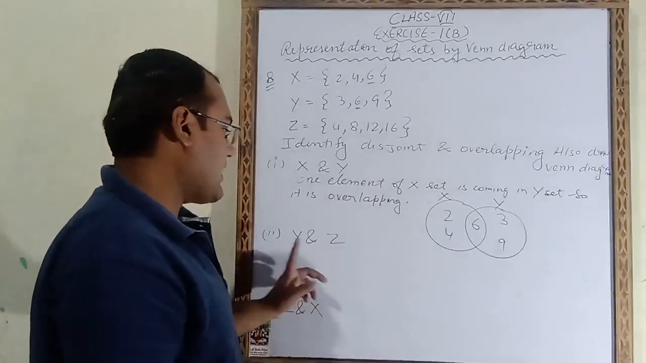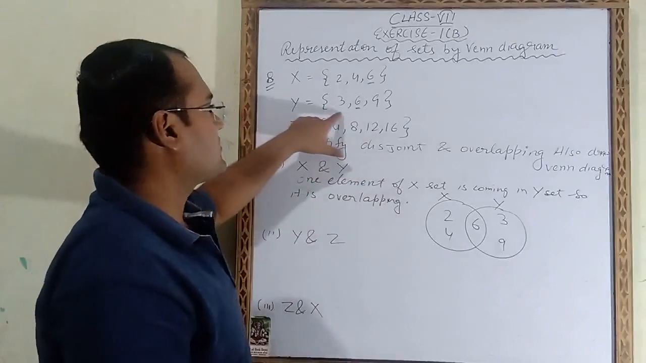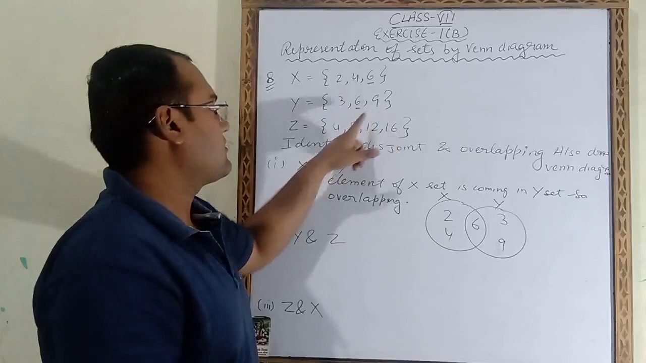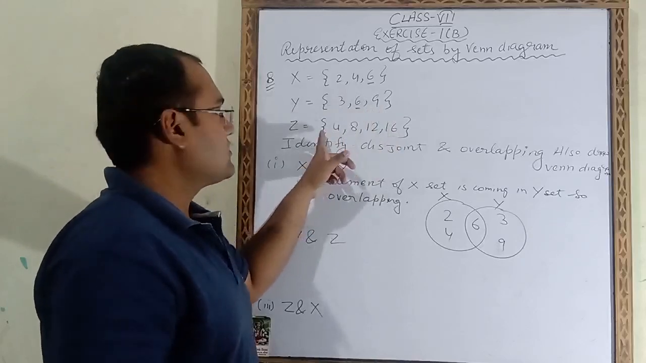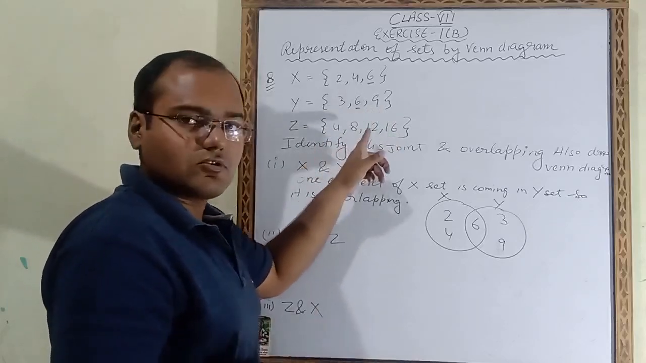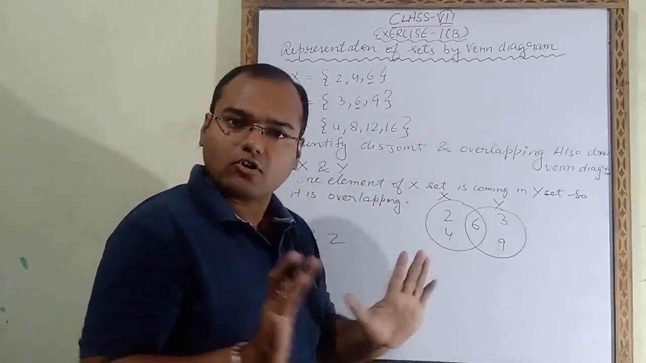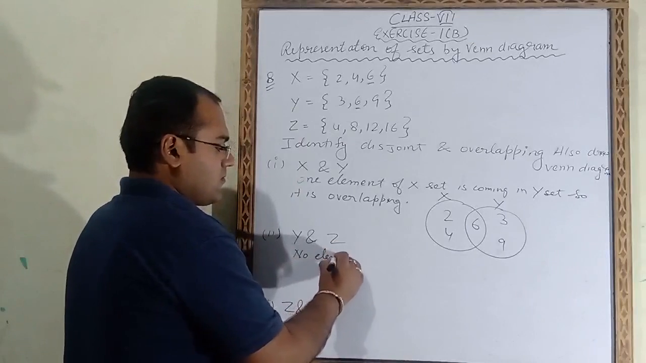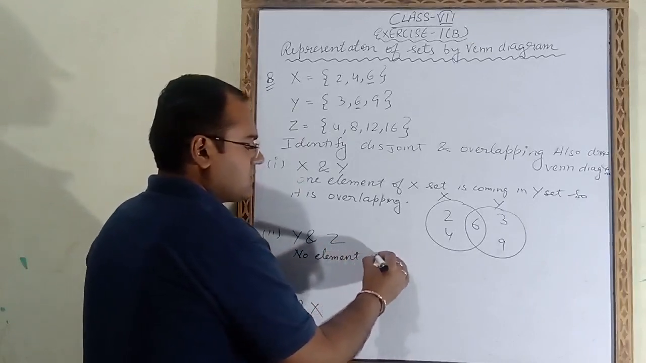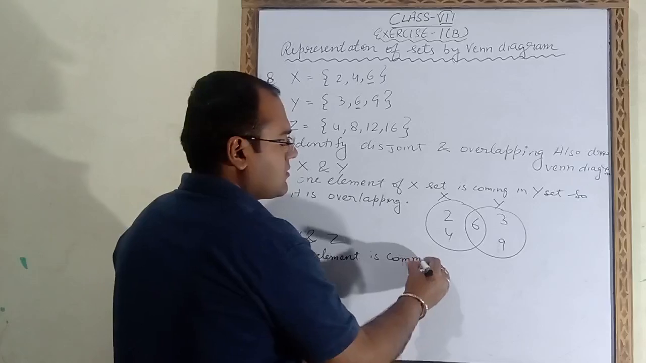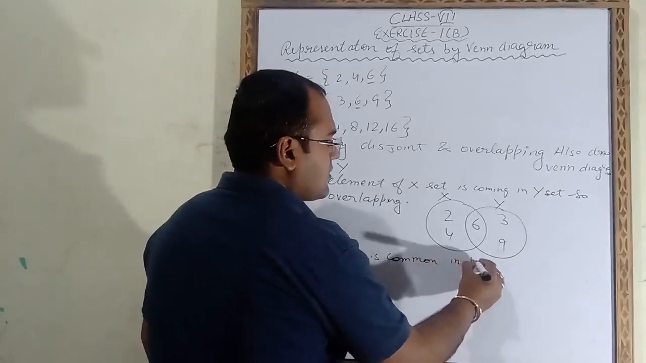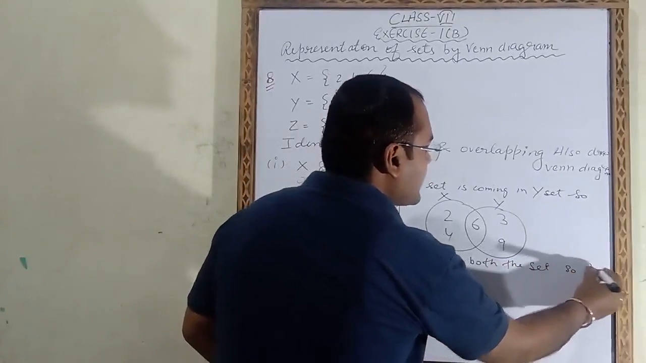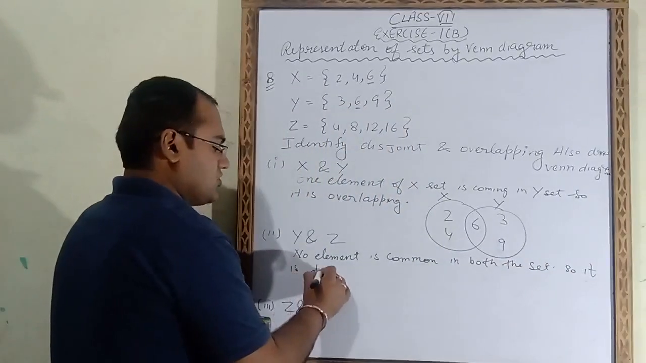Now the second part is Y and Z. Where is Y? This one. Z, this one. In Y, 3, 6 and 9 are there. But here 3 is not there. 6 is also not there. 9 is also not there. That means no number is common. So what will you write? No element is common in both the sets, so it is disjoint.